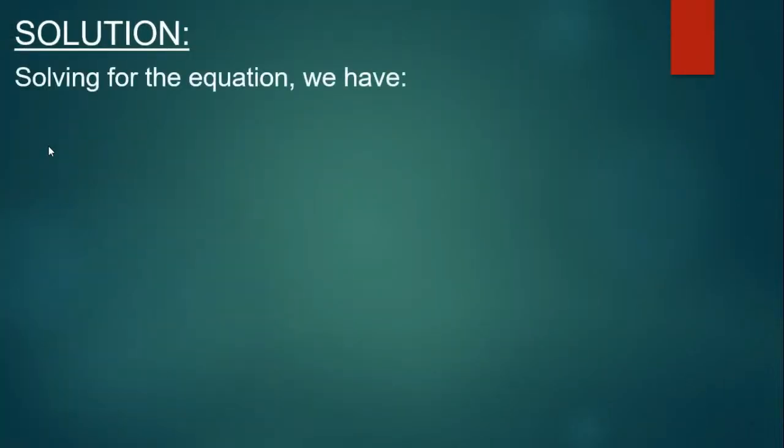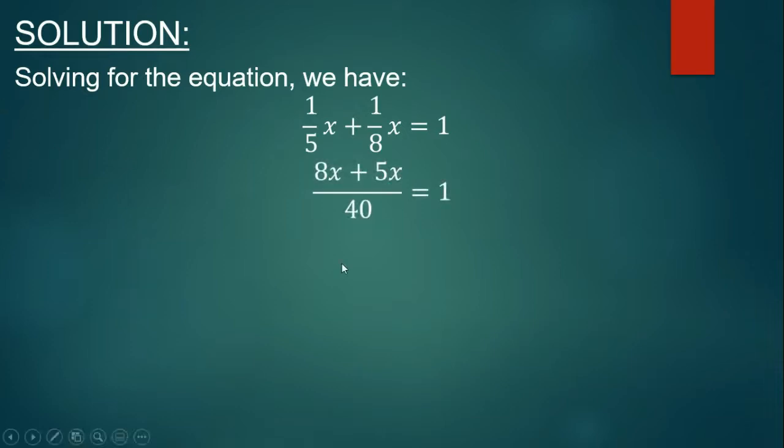So solving for the equation, we have 1/5 x plus 1/8 x is equal to 1. As you can see, the LCD is 40. Bakit 40 si LCD? Kasi si 5 at si 8, wala na silang common factors. Okay, so kapag yung mga denominators natin ay wala ng common factor, para mahanap yung LCD or the least common denominator, we simply multiply them. So multiplying 5 and 8, it will give us 40 as the LCD.